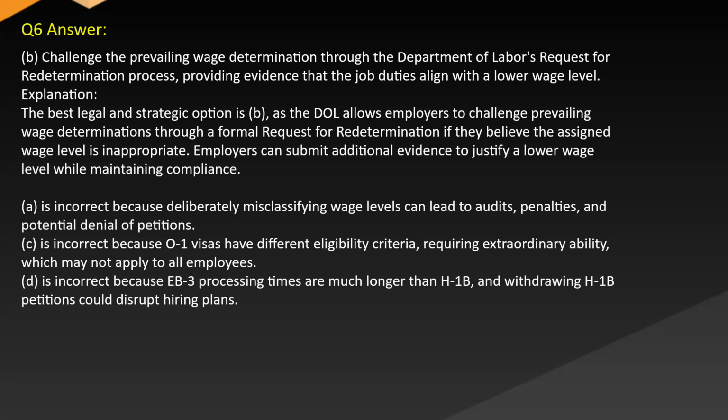A is incorrect because deliberately misclassifying wage levels can lead to audits, penalties, and potential denial of petitions. C is incorrect because O-1 visas have different eligibility criteria requiring extraordinary ability, which may not apply to all employees. D is incorrect because EB-3 processing times are much longer than H-1B, and withdrawing H-1B petitions could disrupt hiring plans.